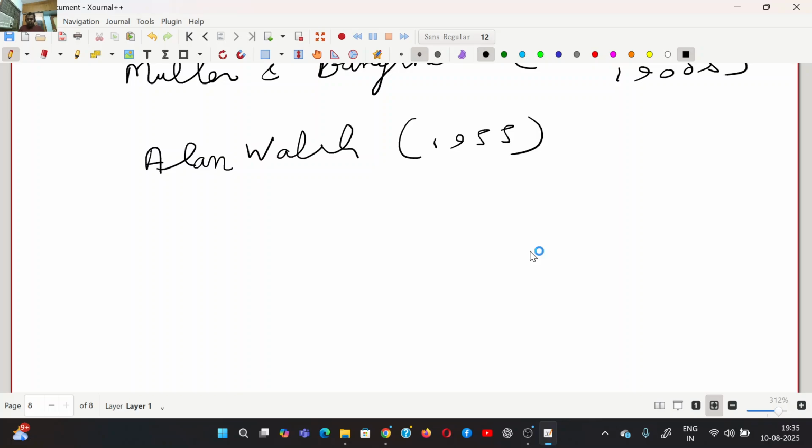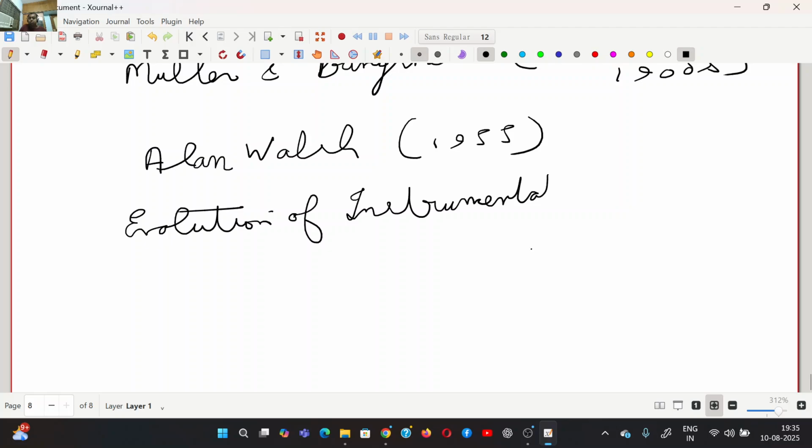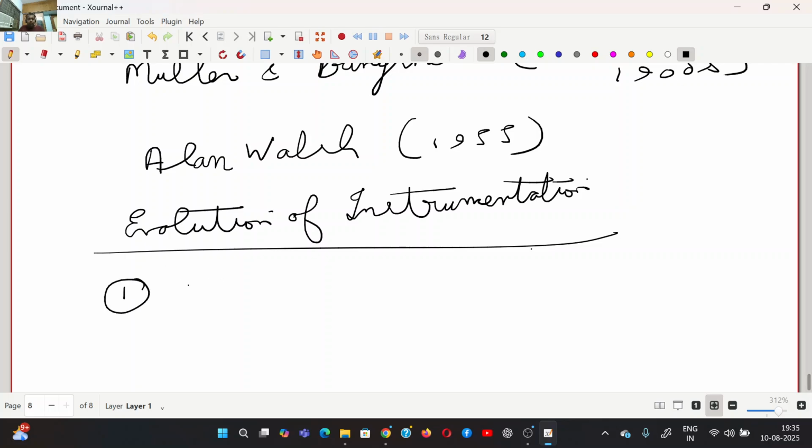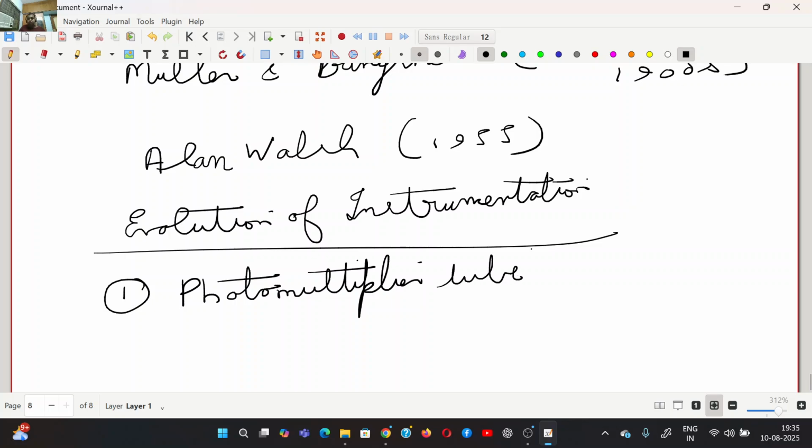Okay, so it's already almost 1.5 hours in today's class. I have to wrap it up quickly, so let's go to the next part. Evolution of instrumentation. I think we will discuss these things again in the coming classes. First is the photomultiplier tube, or PMT.